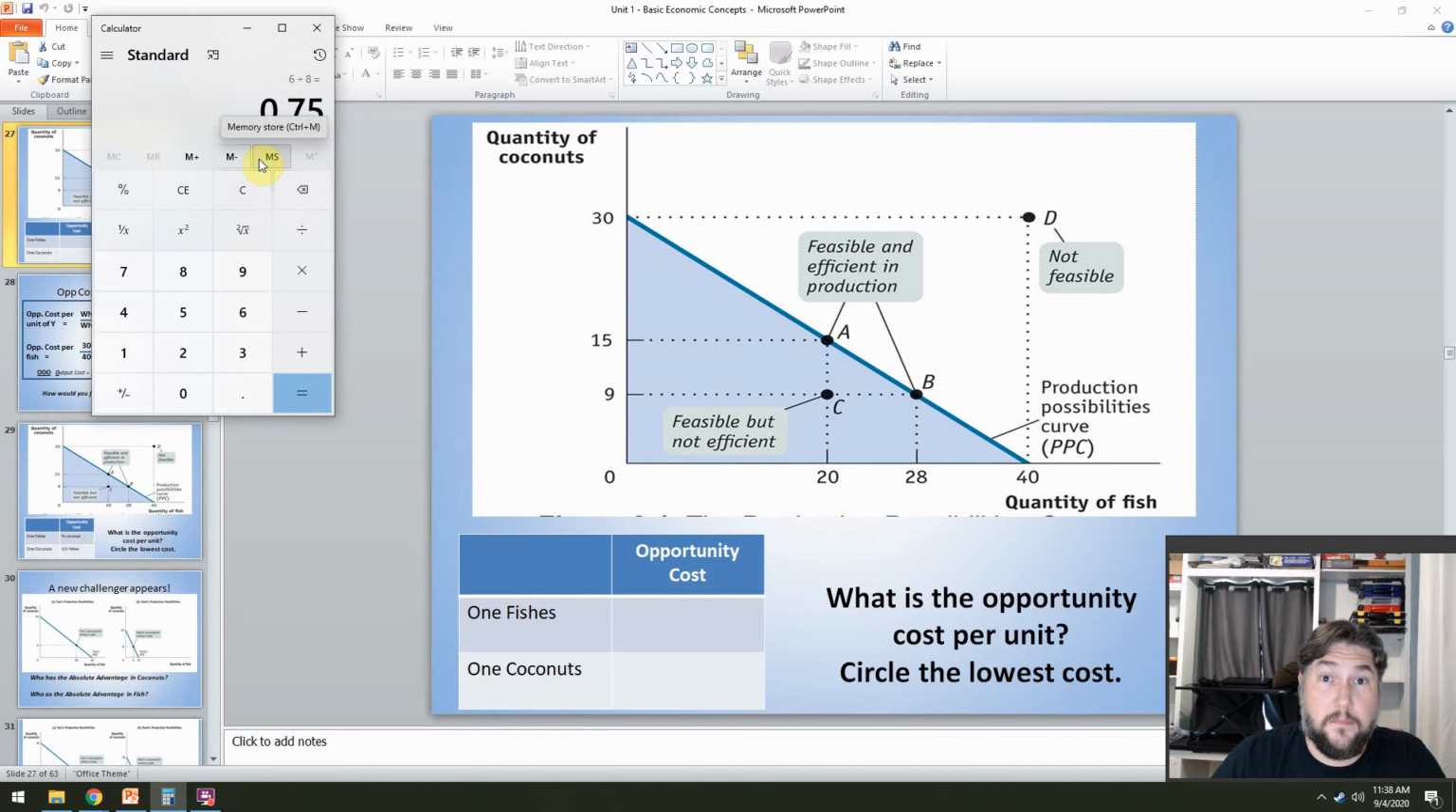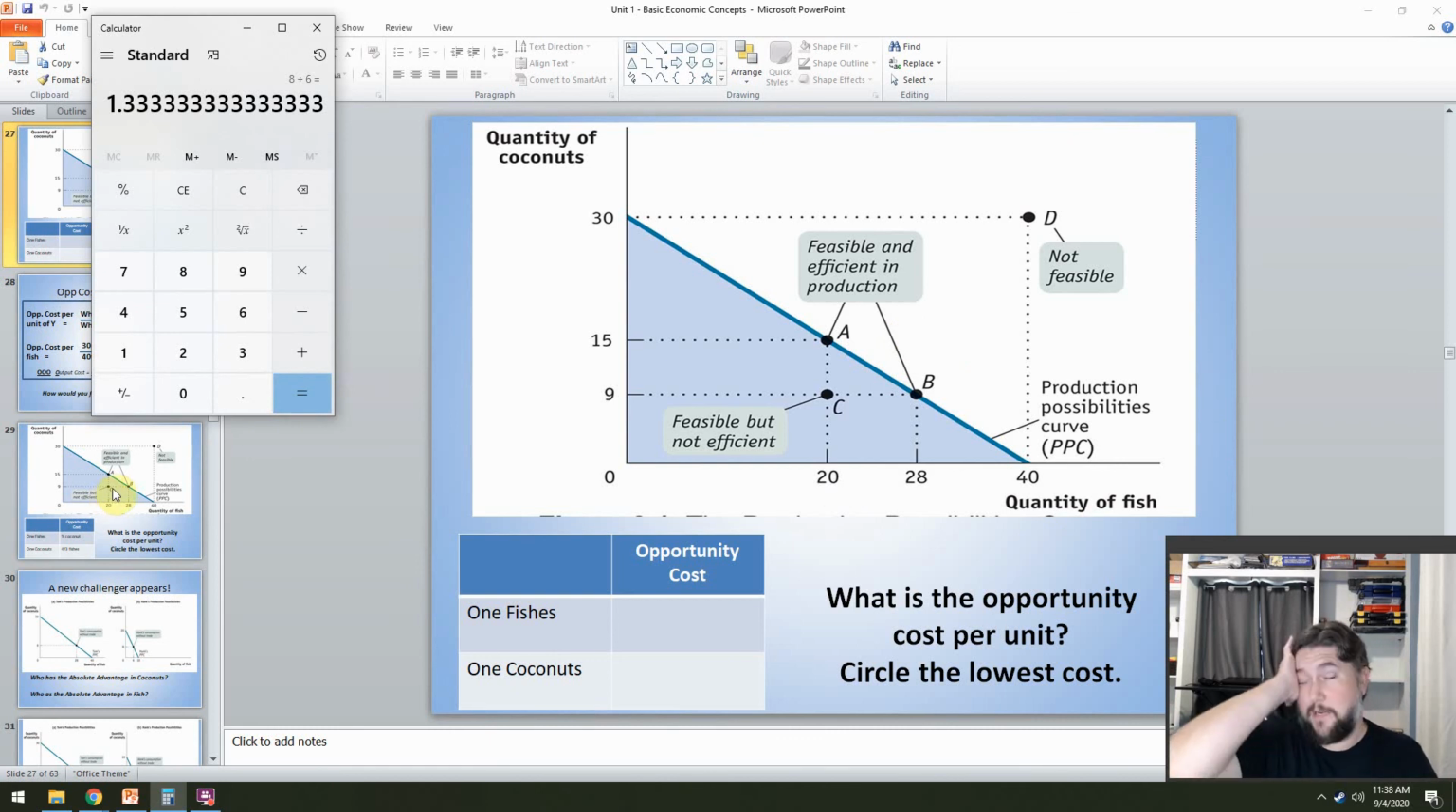Hopefully that makes sense. If you go the other way and you say, well, I want to get those 6 coconuts, I'm sick of fish, I want to go from B to A. What are you giving up? Well, you're giving up 8 fish. So what was the opportunity cost of you getting more coconuts? Well, opportunity cost of coconuts is equal to fish over coconuts. You gave up 8 fish to get 6 coconuts, 1.3333 repeating, or 1 1/3, 4 over 3.